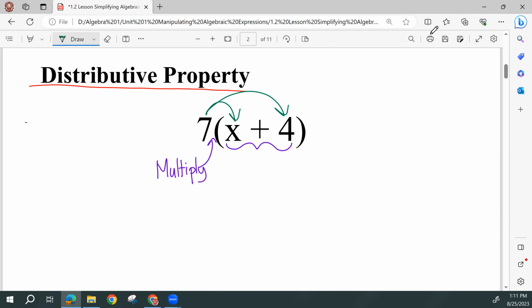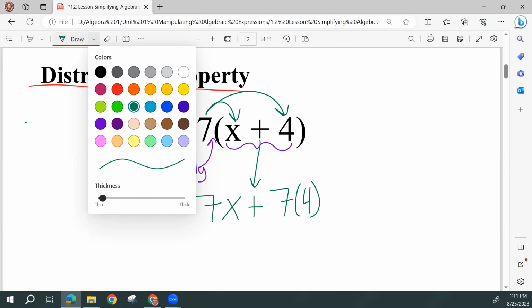So I am going to multiply 7 times x, and that looks like just 7 with x next to it. I'm going to put a plus sign. I'm just going to bring that plus sign down, and I'm going to multiply 7 times 4. And we can show that by putting the 4 in parentheses. 7 times x will not change because we don't know what x is, so we can leave that just the way it is.